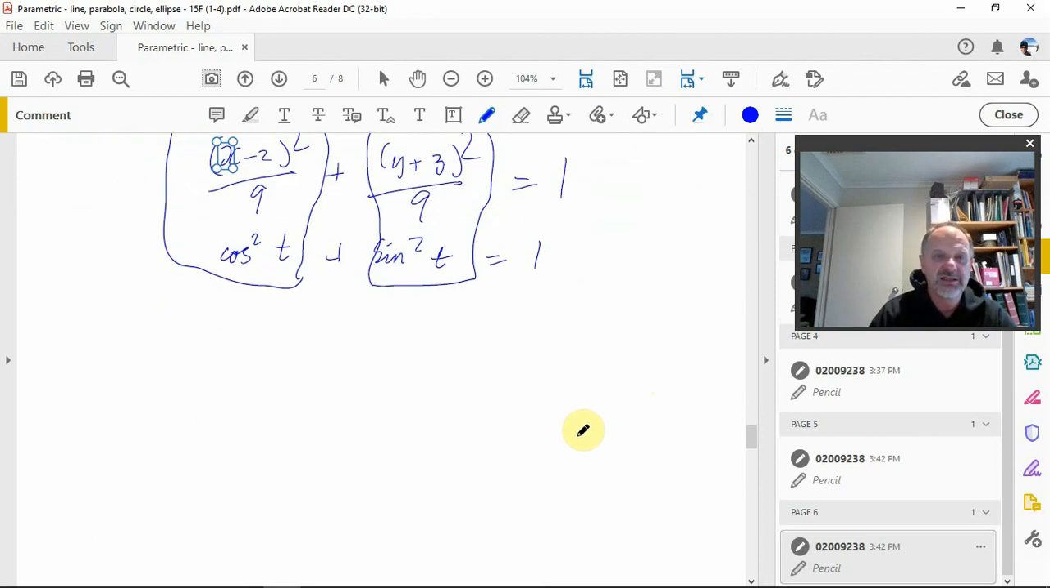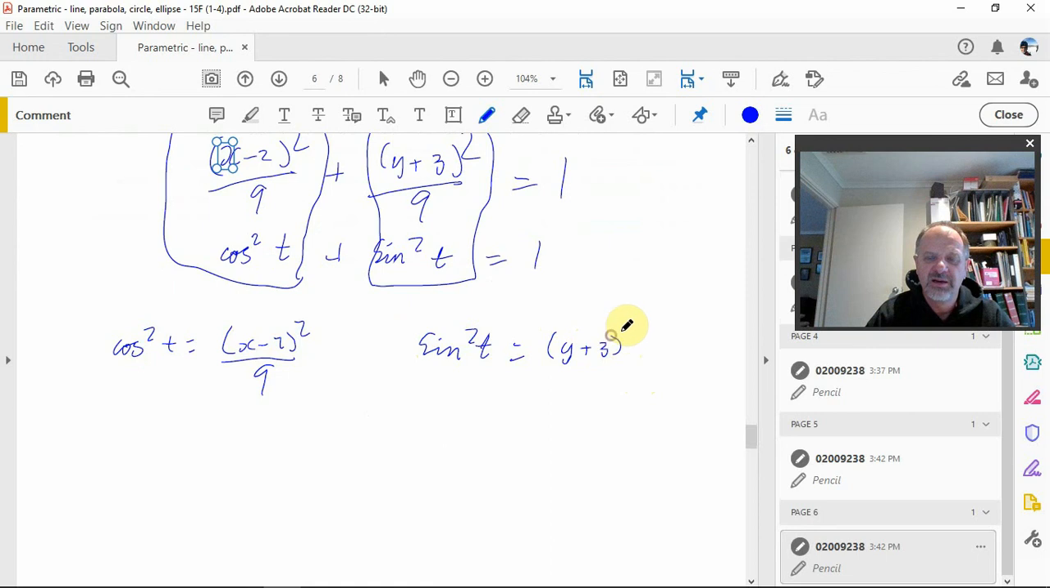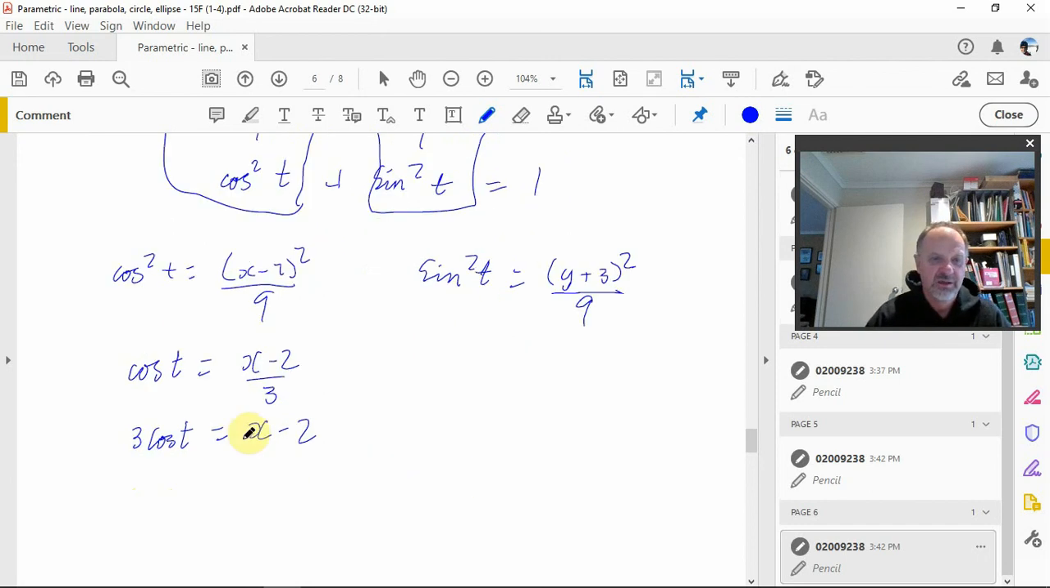All right, so if that is the case, then that means that cos squared t is x minus 2 squared on 9, and sine squared t is y plus 3 all squared on 9. To get rid of the squareds here, we square root both sides, so cos t is x minus 2 all over 3, times by 3, add 2, and so x equals 3 cos t plus 2.